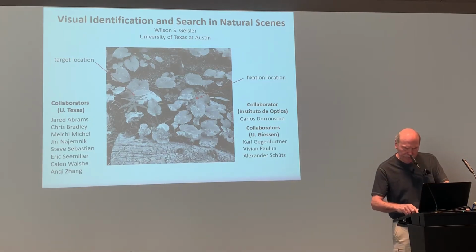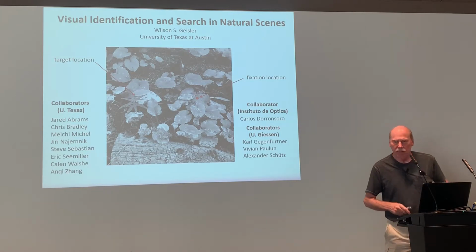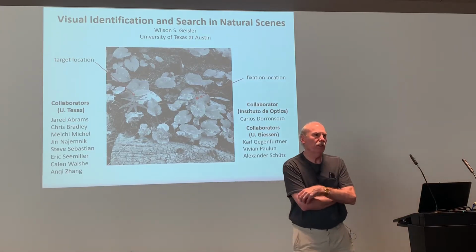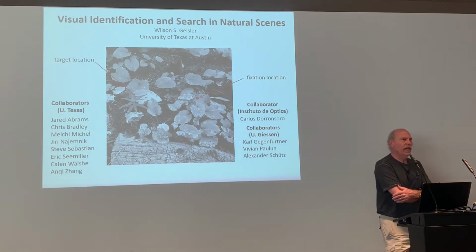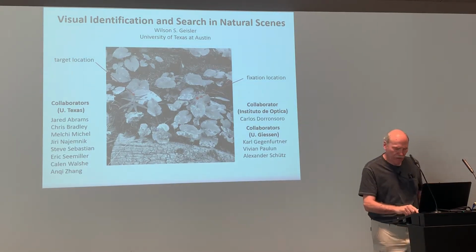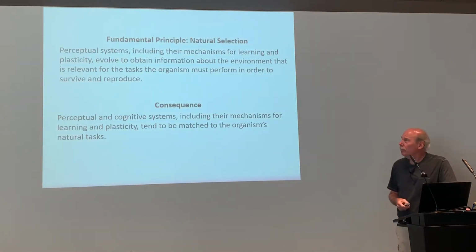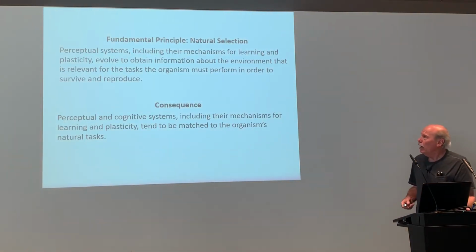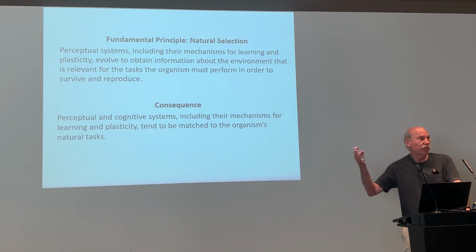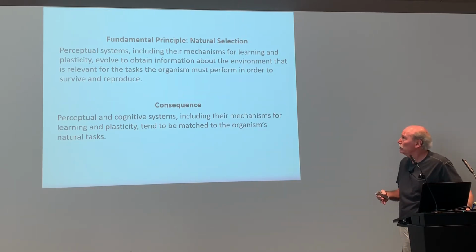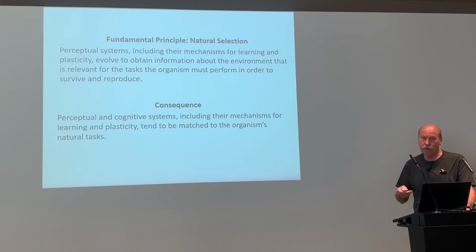The fundamental principle that's been guiding our work for some time is what we like to call natural systems analysis, and the fundamental idea is natural selection. Perceptual systems, including their mechanisms for learning and plasticity, evolved to obtain information about the environment that's relevant for the tasks that a specific organism performs. And different organisms perform different tasks in order to survive and reproduce. That's where they came from.